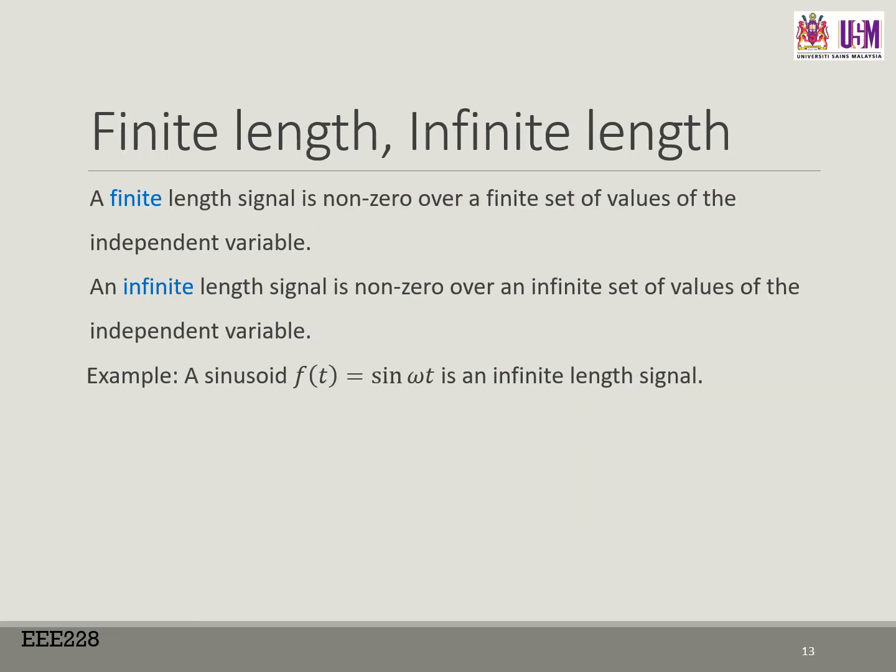Finite length and infinite length signals. A finite length signal is non-zero over a finite time. An infinite length signal is non-zero over an infinite time. It is as simple as that. An example of an infinite length signal is a sinusoid.